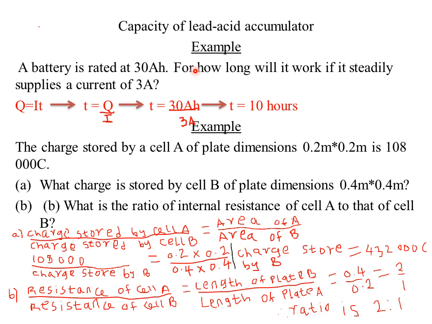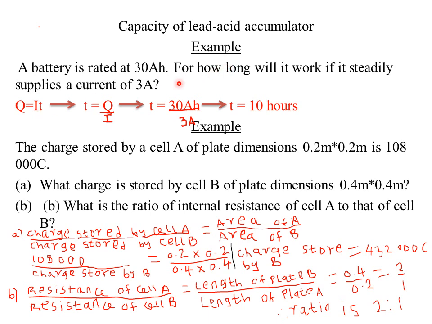That is what we mean by inversely proportional. If one quantity increases by a given amount, then the other one should decrease as a result. So we look at an example involving the same. The example reads, a battery is rated at 30 ampere hours. For how long will it work if it steadily supplies a current of 3 amperes? In this case they want time, so we just use the formula Q equals IT. Q is the charge, I is the current, and T is the time in which that current is supplied.